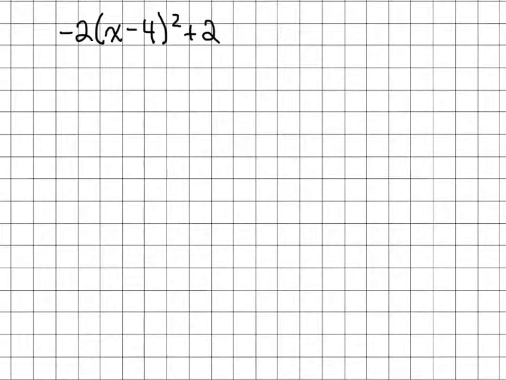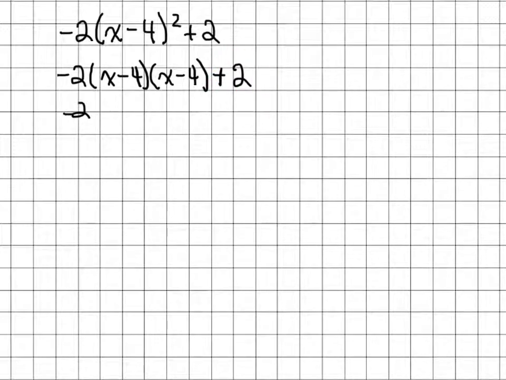Okay, now that you've tried it, let's try. So what I have here is I really have minus 2, x minus 4 times x minus 4 plus 2. And what I'm going to end up doing is expanding and simplifying this part first. Then I'll multiply through by negative 2. And then I'll finally add 2.